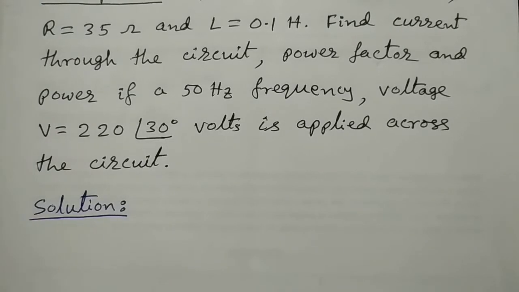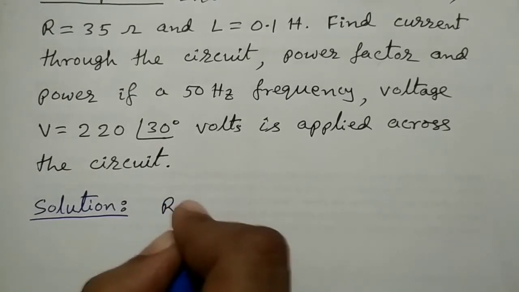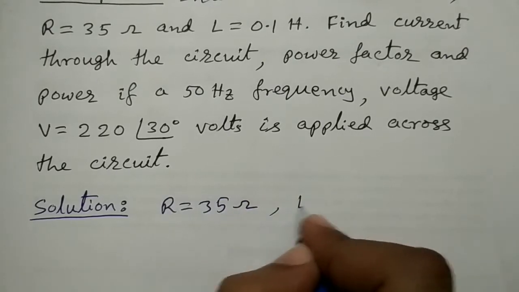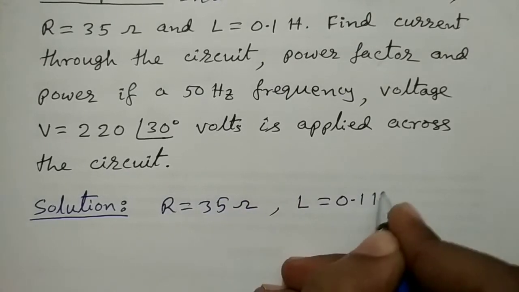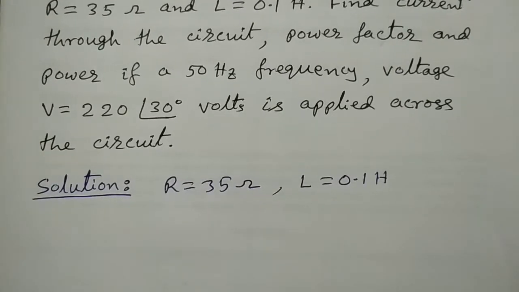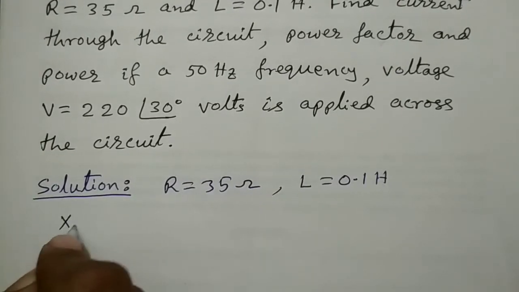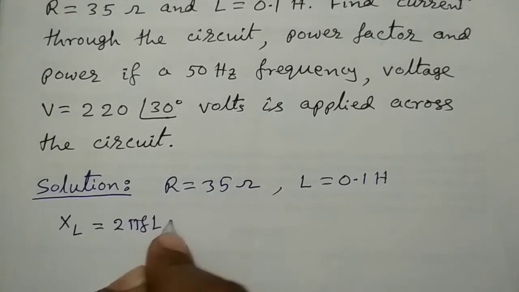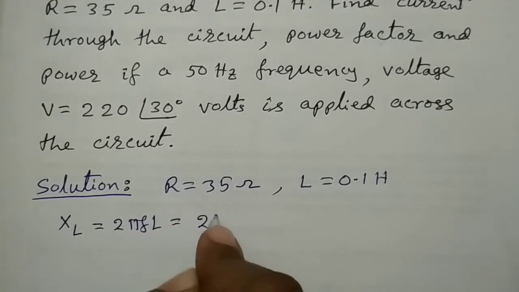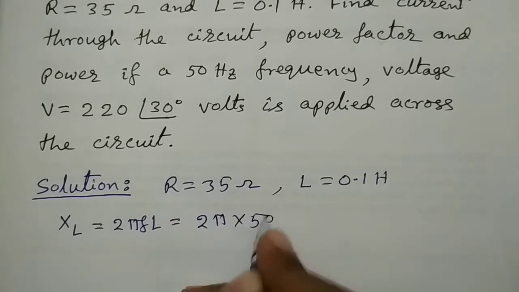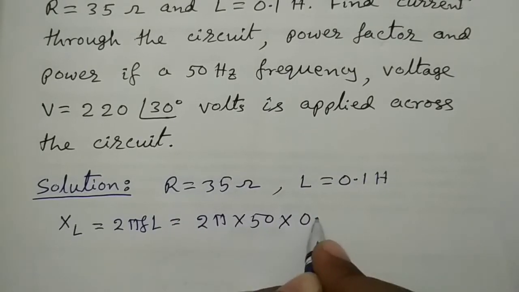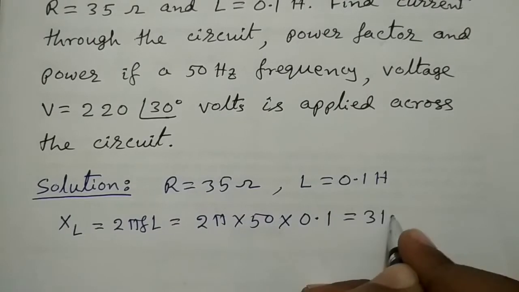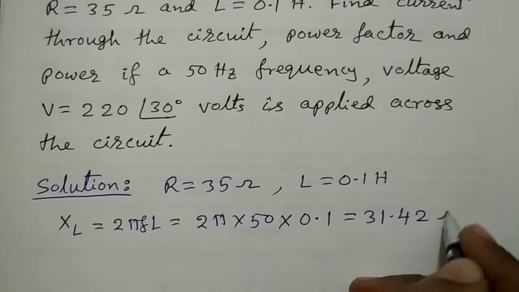Here the resistance is given as 35 ohms and the inductance is 0.1 Henry. So first of all, find the inductive reactance, that is XL. It is 2 pi FL, so it will be 2 pi into 50 into L, that is 0.1. So the value will be 31.42 ohms.